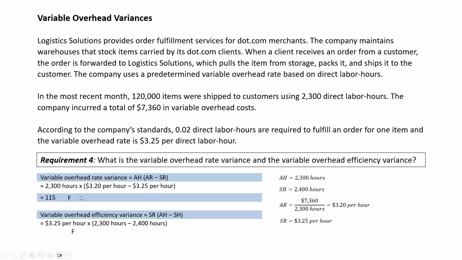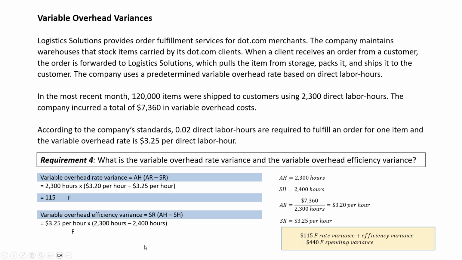So unlike our earlier examples with material and labor, where one was favorable and the other was unfavorable, we can also have them going the same direction, like these are both favorable. I'll also note, even though I didn't solve the final efficiency variance, if you add these both together, because they are going the same direction, it does add up to our $440 favorable spending variance. So hopefully that helped you out with some hints for variable overhead variances.